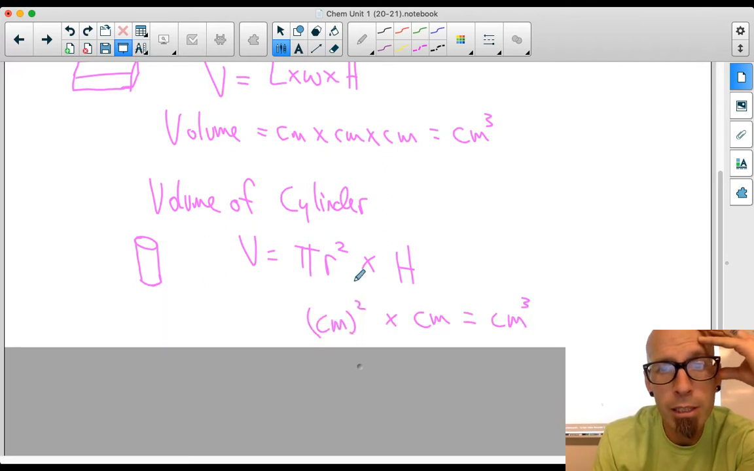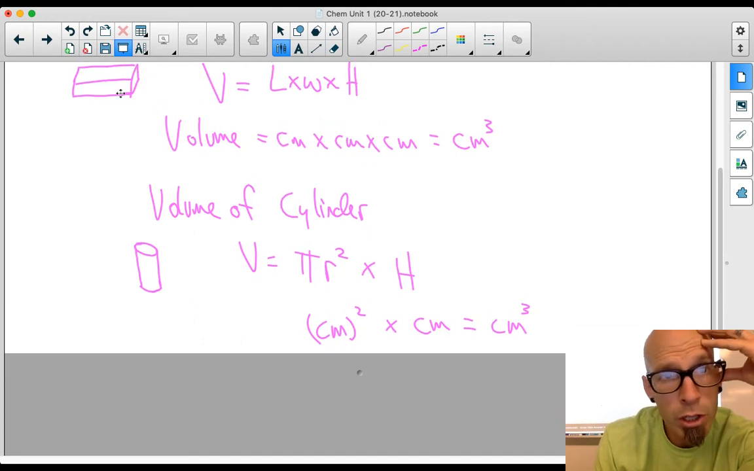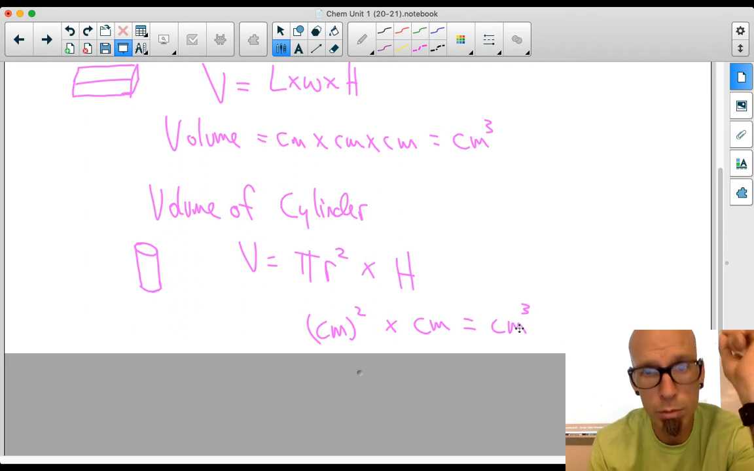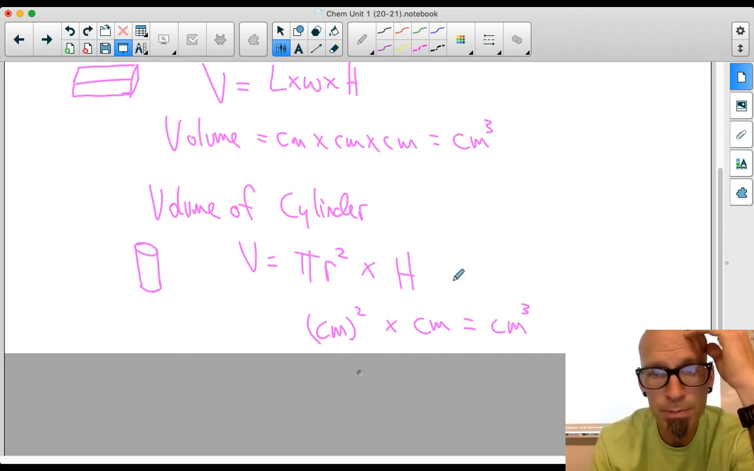So that's what we're going to be doing. Now, think about this. Radius is measured in what? Centimeters. You're going to square it, that's what the formula says. What's a centimeter squared times another centimeter? That's centimeters cubed. So whether you're measuring volumes of boxes or cylinders and calculating them, you're going to get a value of volume in centimeters cubed, or cubic centimeters.